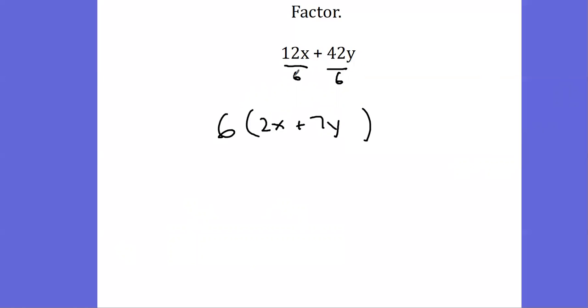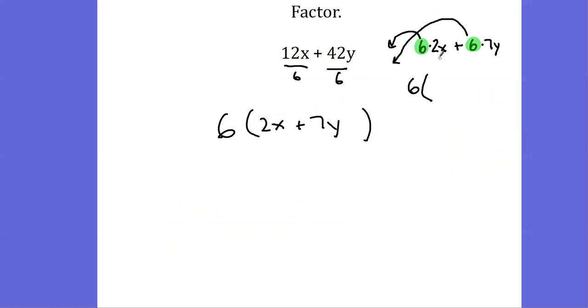And one more thing here. Let me show, I haven't showed you this yet. With this 12x, realize that I can write that as 6 times 2x. And this 42y, I can write as 6 times 7y. So basically I just rewrote these as a product, where one of my two factors is my greatest common factor. Being that I can write both of these as 6 times something, I can pull out my 6.